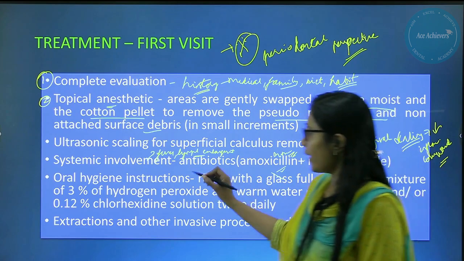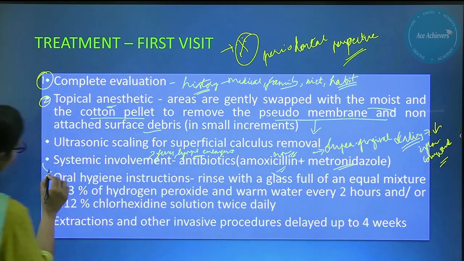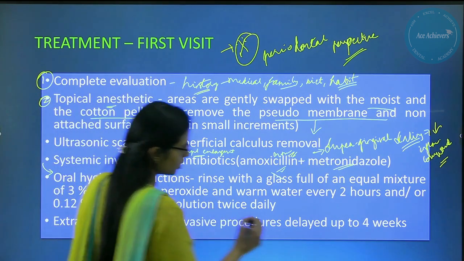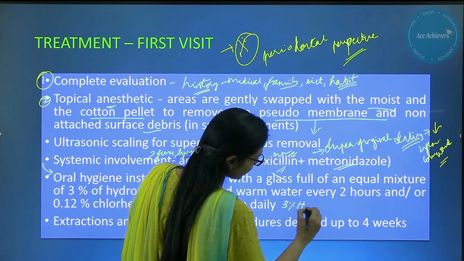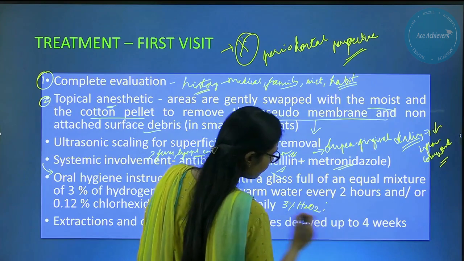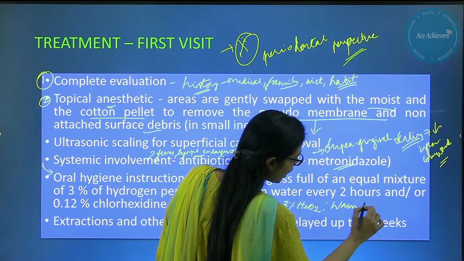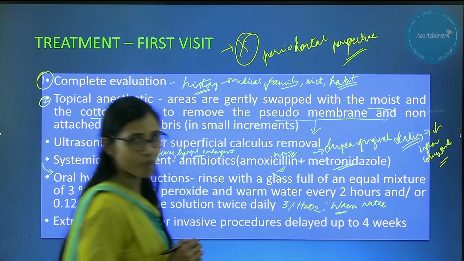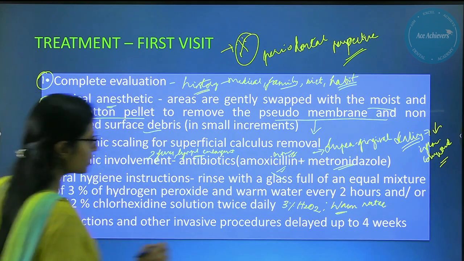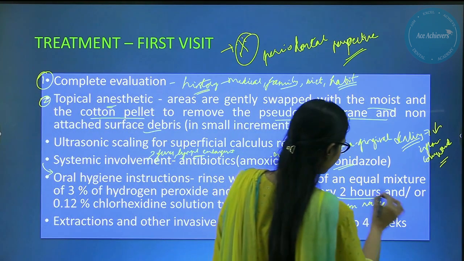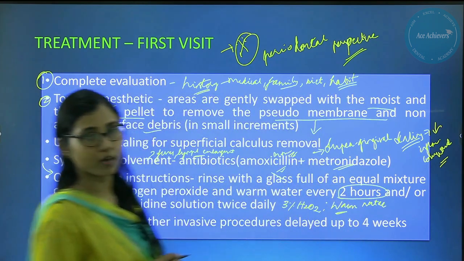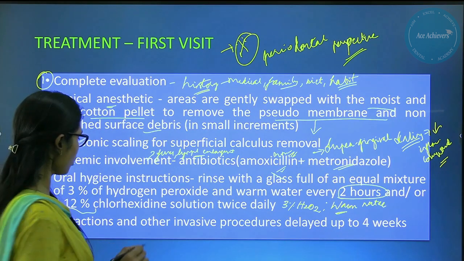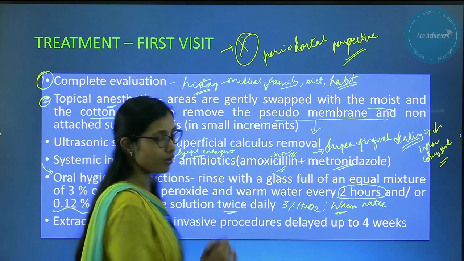Now, as oral hygiene instructions, we have to advise the patient to rinse with 3% hydrogen peroxide mixed with warm water, in an equal mixture, and to rinse at least every 2 hours. It can also be combined with our normal routine 0.12% chlorhexidine solution, which has to be used twice daily.